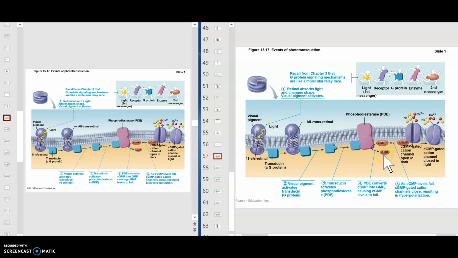Once you break down the cyclic GMP, remember it was the cyclic GMP that kept the channel open for the sodium and calcium. When you break it down, then you close this, and this goes then to hyperpolarization. The hyperpolarization at a -70 takes the story further as we look at it here.